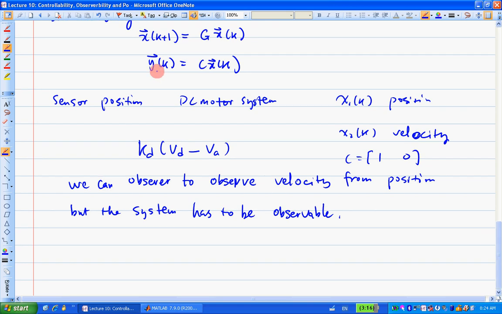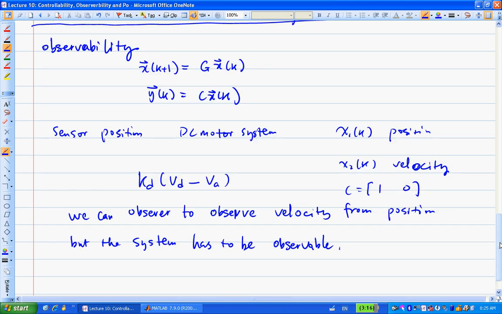And you're going to use the information in the output to try to observe the unknown information, the velocity. So that's the situation here. In order to observe a certain unknown state, there has to be a certain relationship satisfied. So now maybe I should write down the complete one here. Let's use this one.